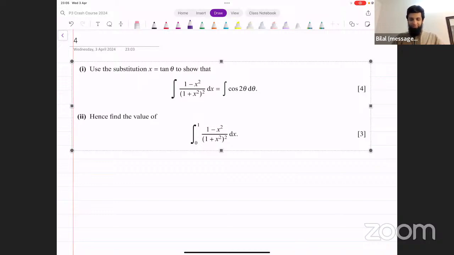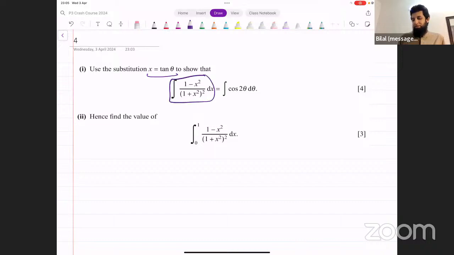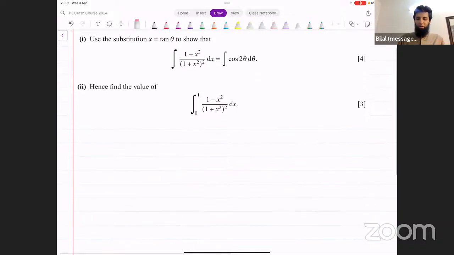Okay, so it says, use the substitution x equals tan theta to show that this integral can be written as this. So you have an integral that is in terms of x. You want to convert that to an integral in terms of theta instead. All right, using this substitution x equals tan theta. Now, let's see how this process is going to work.